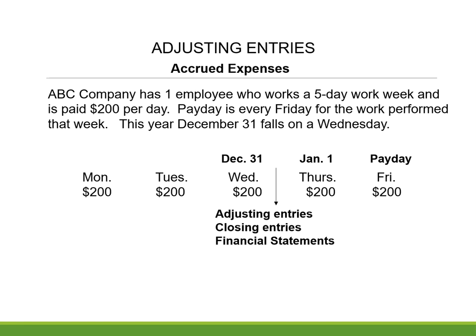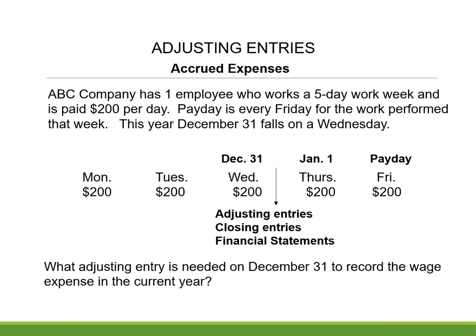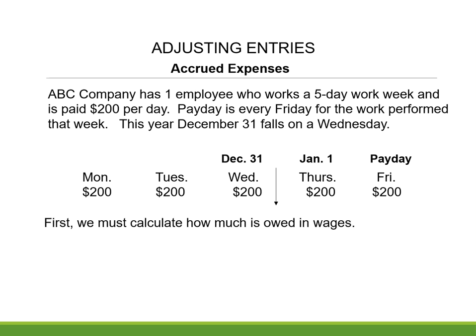So at December 31st, we do adjusting entries, we do closing entries, and we do financial statements. So we have to make sure that our expenses are properly accrued so that it's complete and we match all of our expenses with our revenue. Okay, so what entry is needed on December 31st to record the wage expense in the current year?